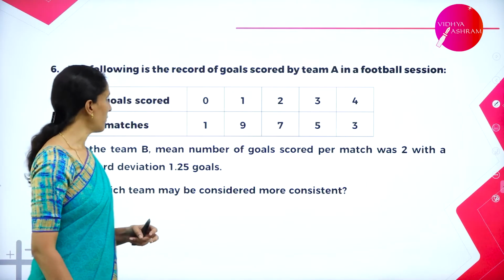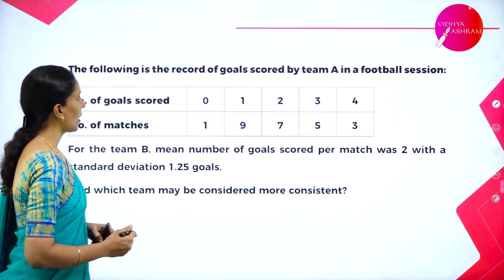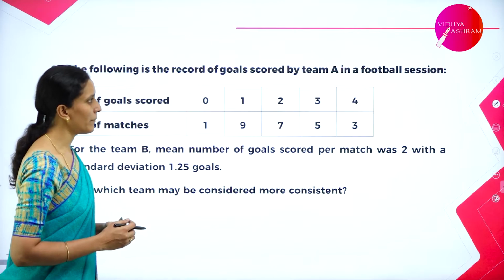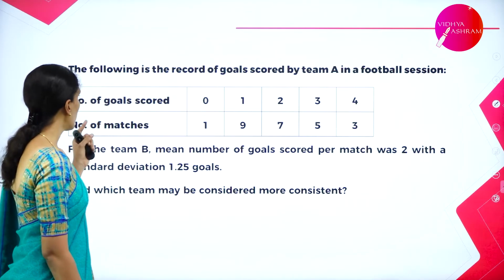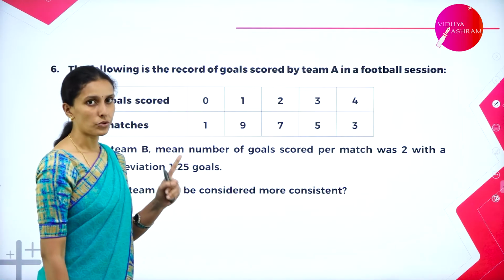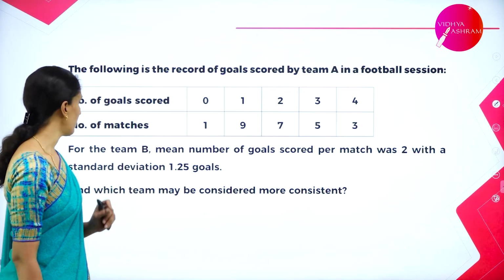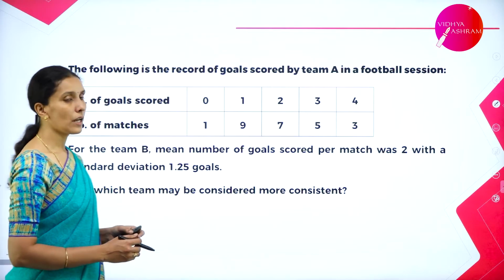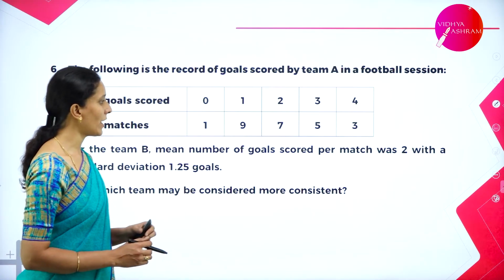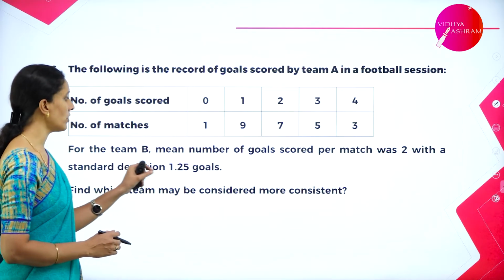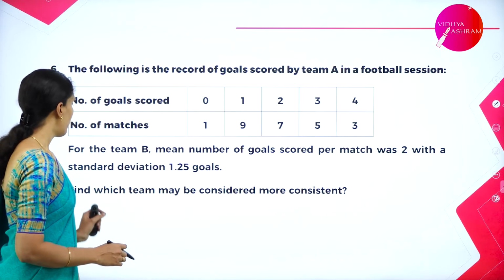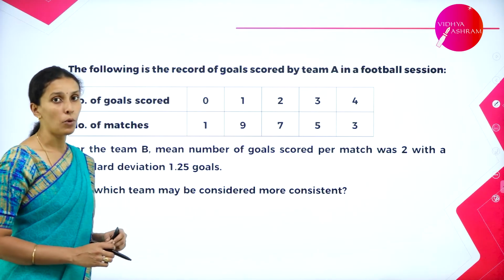So the next question we have, the following is the record of goals scored by team A in a football session. Goals recorded is 0, 1, 2, 3, 4 and number of matches is 1, 9, 7, 5, 3. For team B, mean number of goals scored per match was 2 with a standard deviation 1.25 goals. Find which team may be considered more consistent.